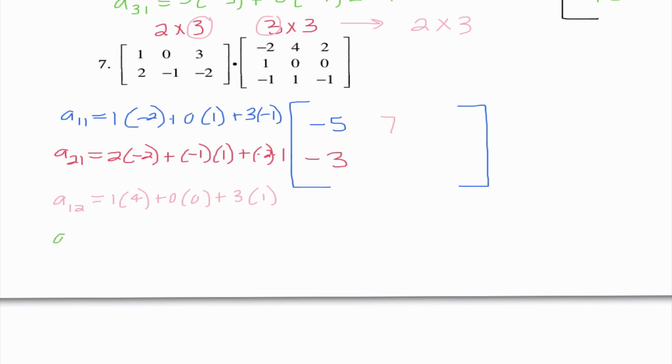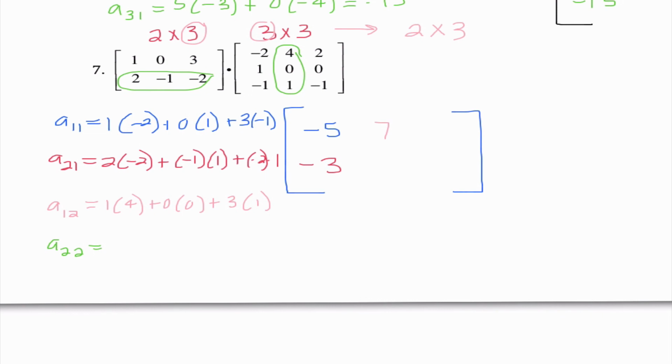Now I'm going to do A sub 2, 2. That would mean row 2, column 2. So there's row 2 and column 2. And I have 2 times 4 plus negative 1 times 0 plus negative 2 times 1. So I have 8 plus negative 1 plus negative 2, and that gives me 6.